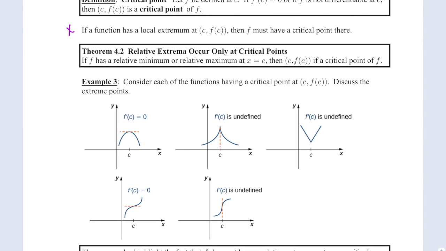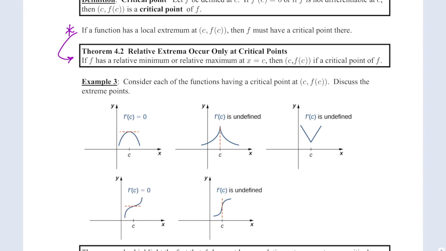And something that's true is that if a function has a local extreme point at a value, then f has to have a critical point there. Theorem 4.2 says, if f has a relative min or relative max at c, then c, f of c is a critical point of f. So that's just restating what that sentence above said and calling it a theorem. So in example 3 here, let's look at each of these functions that have critical points at c, f of c and talk about whether they also have an extreme point at c, f of c.